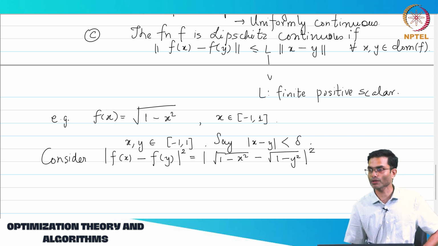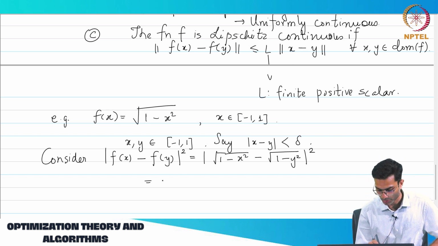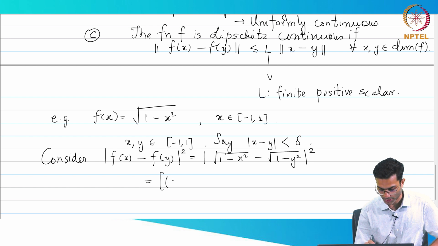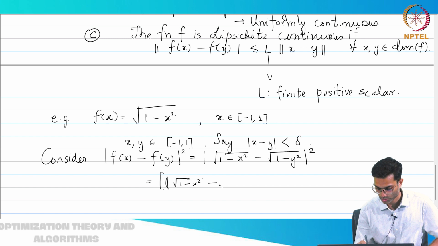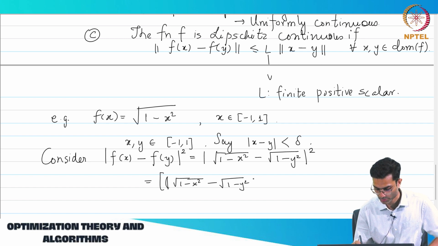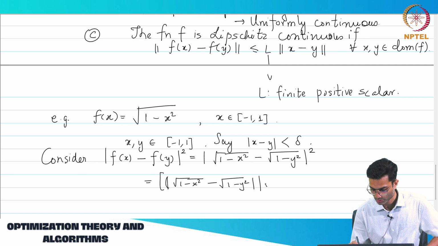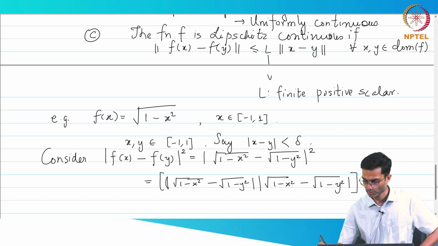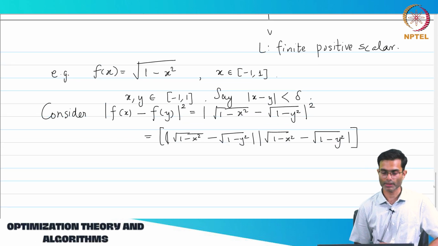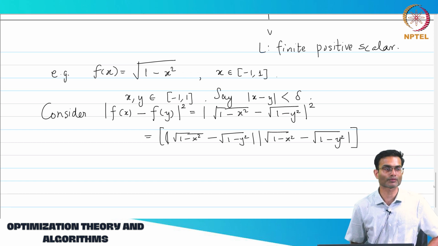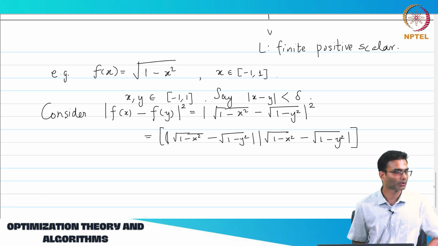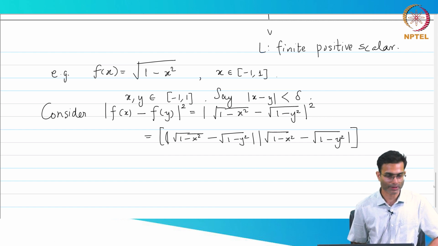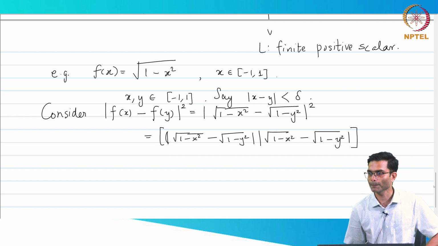Now, when I consider the square of this, immediately what I can do is write this as 2 terms, right. I can say root of 1 minus x square minus root of 1 minus y square, and the same thing again, root of 1 minus x square minus root of 1 minus y square. Now, would you agree that these quantities, root of 1 minus x square is a positive quantity, root of 1 minus y square is a positive quantity? Can anyone suggest some way forward?